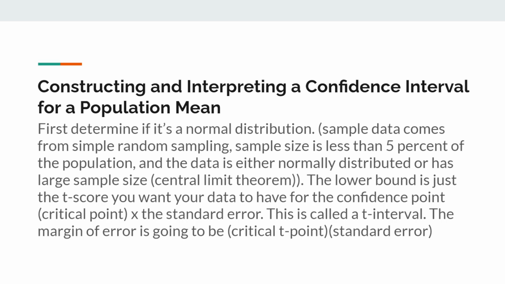So here's how to construct the confidence interval for our population. It's the same exact thing. It's just going to be the standard error times the t-score, because the t-score accounts for the standard error in the denominator.